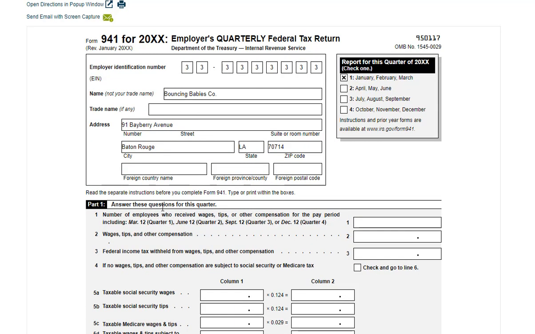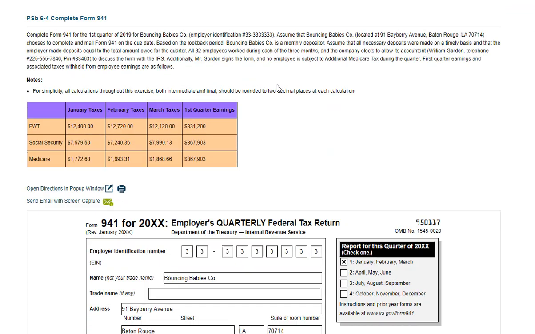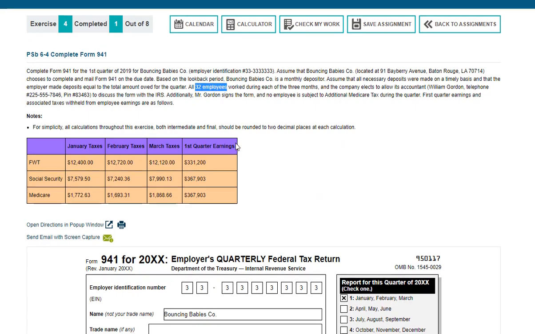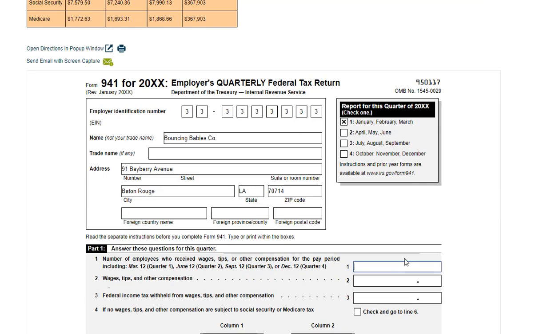Next, let's go to part 1, line 1. Number of employees who receive wages, tips, or other compensation for the pay period. Number of employees for the pay period. It could be found right here, 32 employees. So let's populate 32 in line 1.